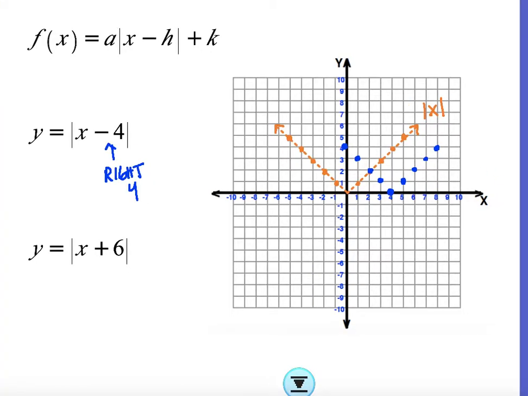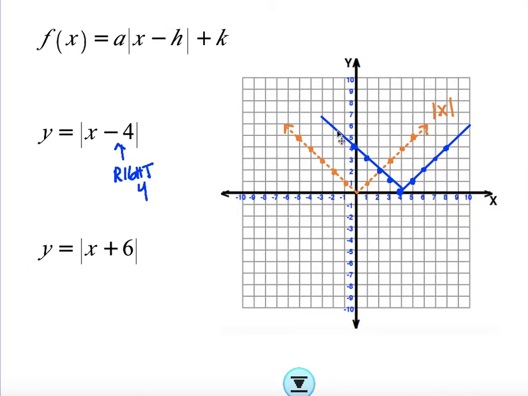And then we're going to connect our dots and make a V shape. Oops, I have to move that one a little bit if I can. That's better. And then always put arrows on the ends. So this was x minus 4 inside the absolute value, so it shifted to the right 4.